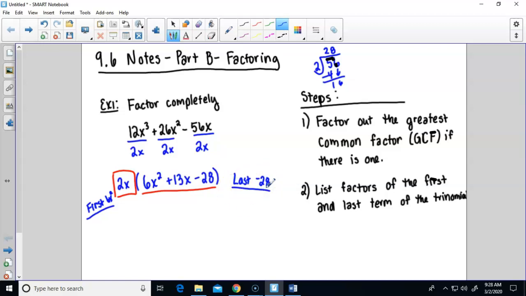And so we are going to think of numbers or terms that we could multiply to get 6x squared. Sorry, I'm running out of room there. So our first term is 6x squared. What could I multiply together to get 6x squared? 2x and 3x. Okay. What about something else that would work? There's another one.